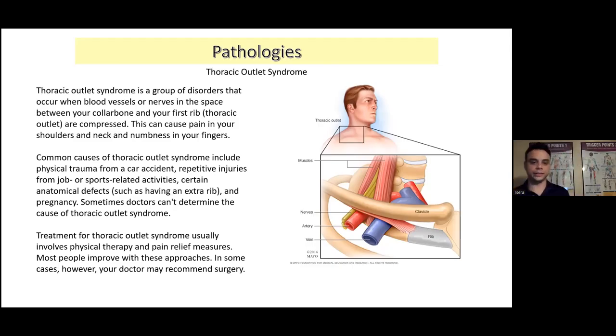Thoracic outlet syndrome could be caused because of trauma, automotive accidents. It could be caused by posture or position. It could be caused because of the skeletal frame that you have, and so on and so forth. But in many cases, massage therapy might actually be helpful with thoracic outlet syndrome.